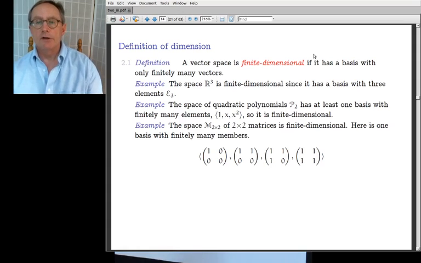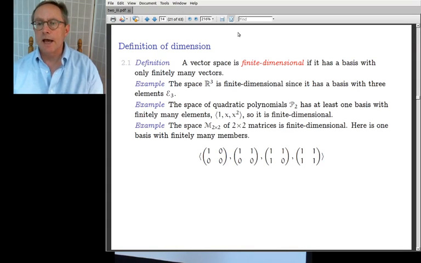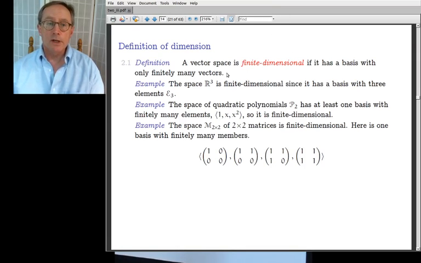Okay, so the definition. A vector space is finite dimensional if it has a basis with only finitely many vectors. So we've seen that a vector space can have many different bases, but if at least one of them has finitely many vectors, then you call the vector space finite dimensional. Just as an example, we've been working with R3, and R3 has a basis with 3 elements, the standard basis. We've also been working with the quadratic polynomials, and the quadratic polynomials has a basis with finitely many elements.